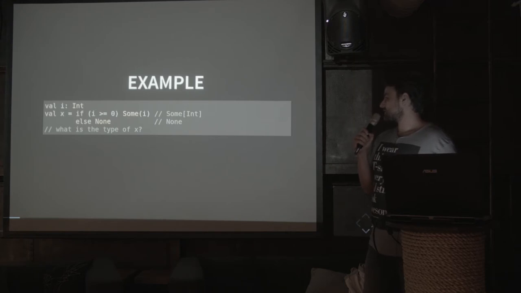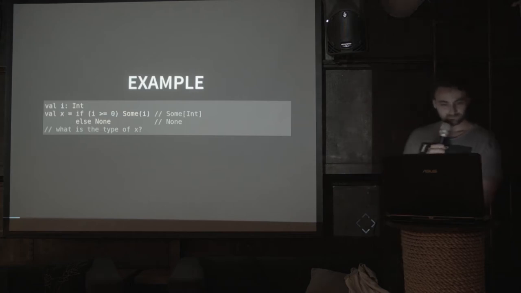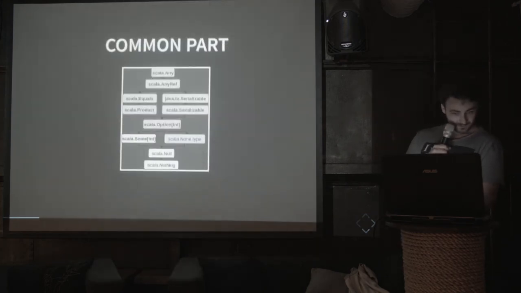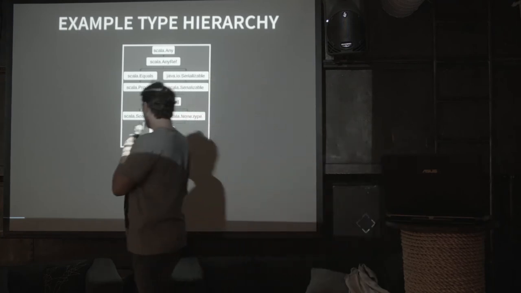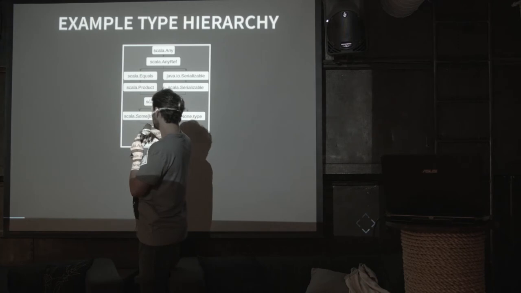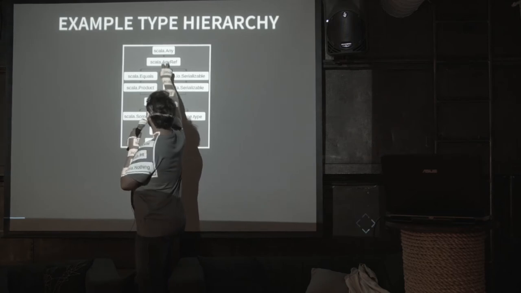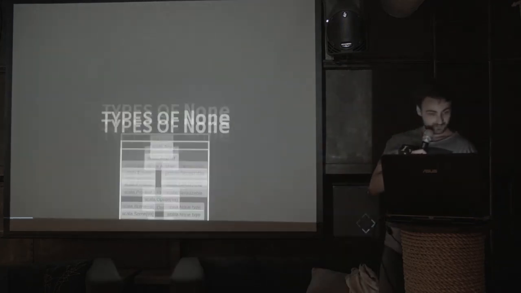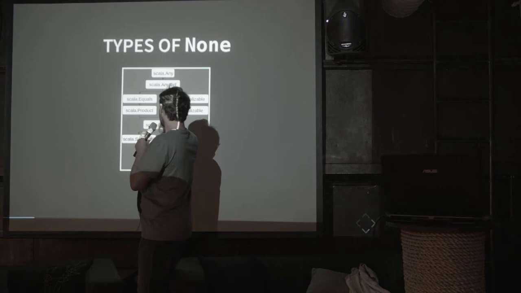What might be the possible types of both of those branches? Let's first follow the Some[Int] branch. It would have a value of type Some[Int]. Of course, it has the type Some[Int], but because Some[Int] is also an Option[Int], this value will also have this type, those two types above, and of course Scala Any. If we move to the other branch, which is Scala None, it will also have this type, this type, this type, this type, this type.